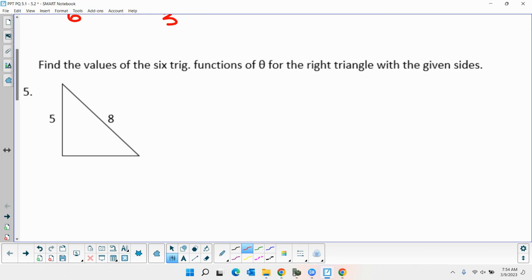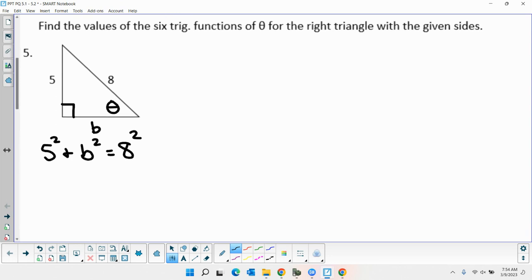Theta isn't there. I'll draw it in here. I always like to put it down there. All right, this is a right angle. Okay, so I have to do Pythagorean first. We'll call this B. So we got A, 5 squared, plus B squared equals C squared, the hypotenuse, right? So we have to find that missing side first.